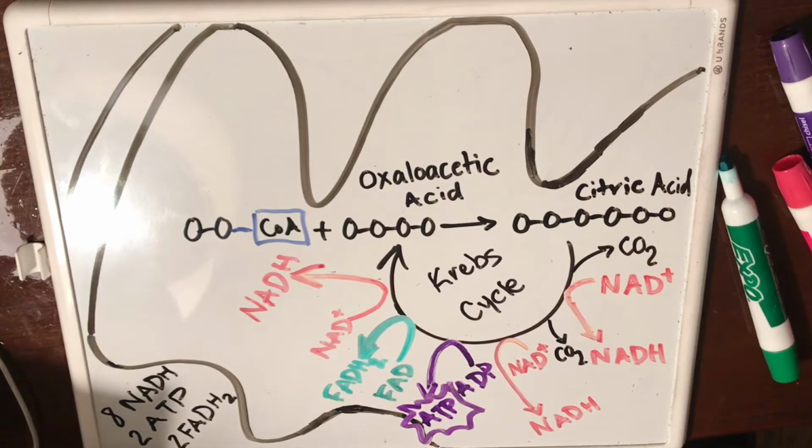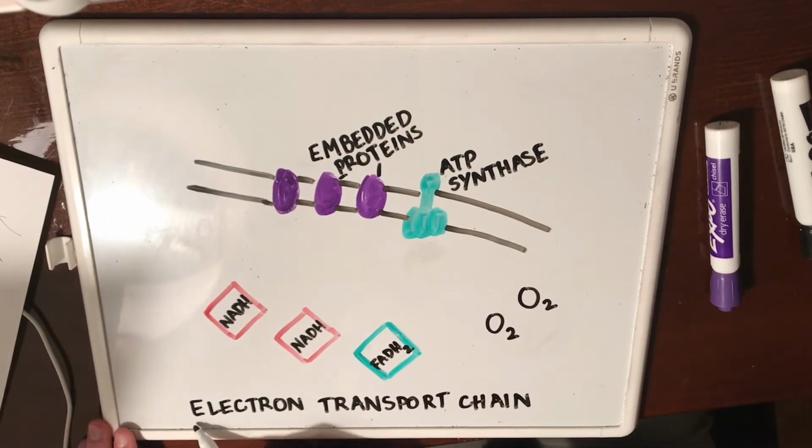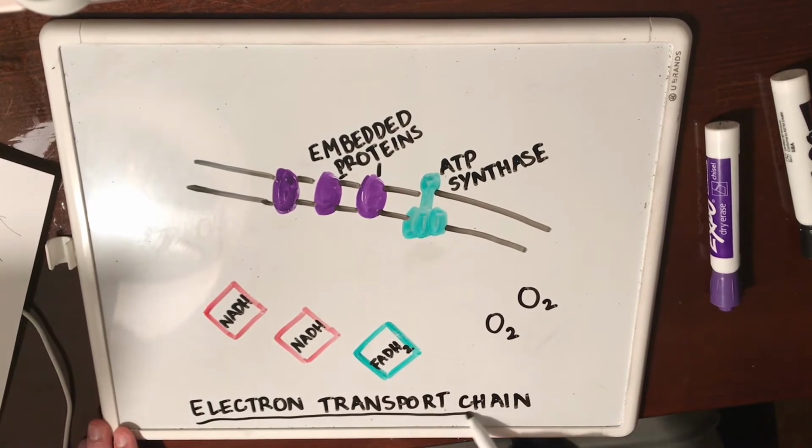The products of the Krebs cycle, specifically NADH and FADH2, are high energy molecules that donate their electrons to the electron transport chain. The final step in cellular respiration, called oxidative phosphorylation, includes the electron transport chain and chemoosmosis. These processes use the products of glycolysis and the Krebs cycle to produce a large amount of ATP and water. The electron transport chain uses 6 NADH and 2 FADH2.